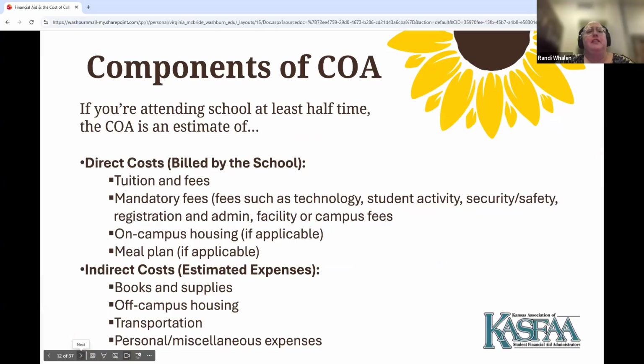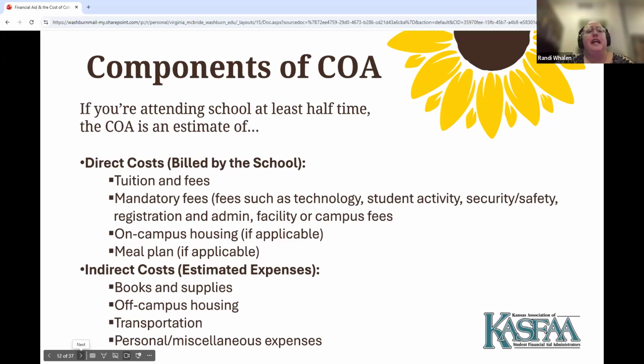What are the components of COA? If you're attending school at least half time, the COA is an estimate of direct costs, which are billed by the school. These include tuition and fees, mandatory fees, such as fees for technology, student activity, security or safety, registration and admin, facility or campus fees, on-campus housing, if applicable, and meal plan, if applicable.